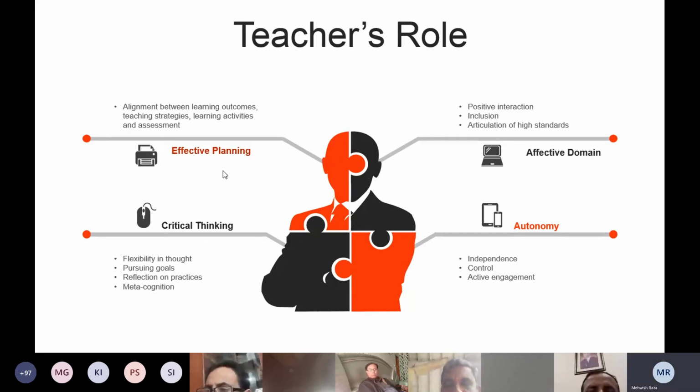Work on your affective domain. Work on the interaction that you have with the students, the way you include students in the process of teaching and learning, and articulate high standards. Set the expectation bar very high, so that students try to rise up to your expectations. When they do, they will uplift their learning and achieve the learning outcomes in a much better way.